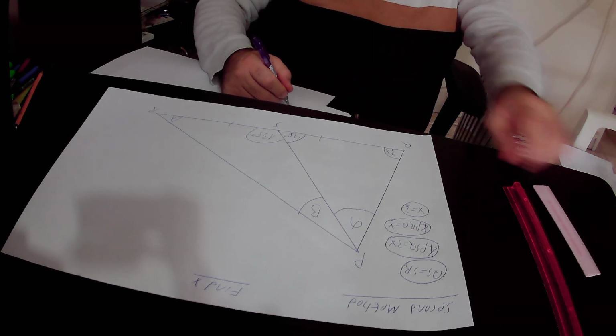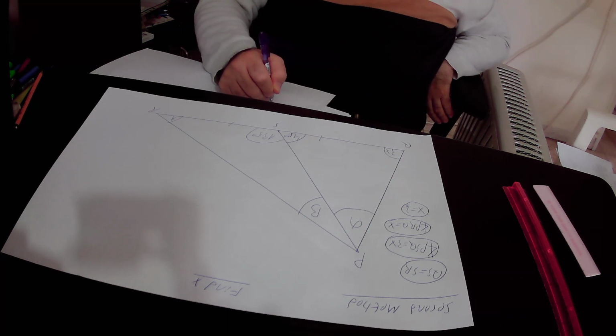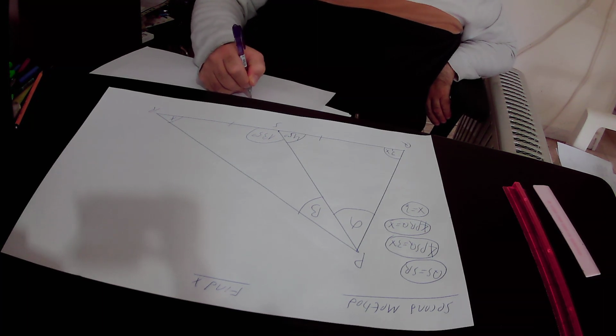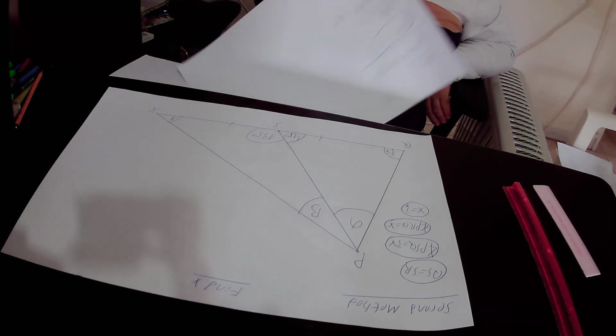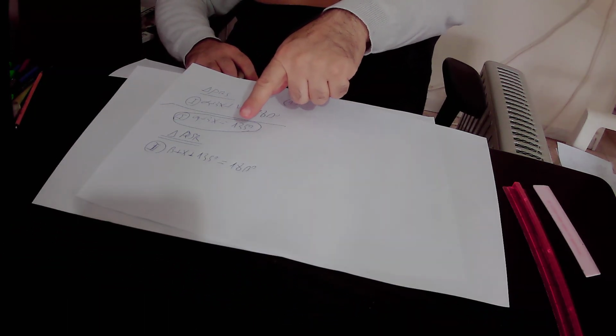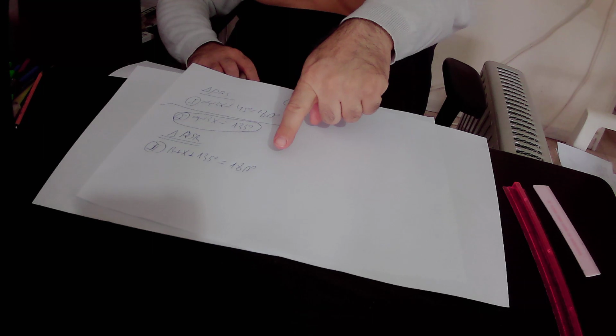That is to say, beta plus x plus 135 degrees must be equal to 180 degrees. I will repeat again. In triangle PSR, the sum of the angles must be equal to 180 degrees. That is to say, beta plus x plus 135 degrees equals 180 degrees.